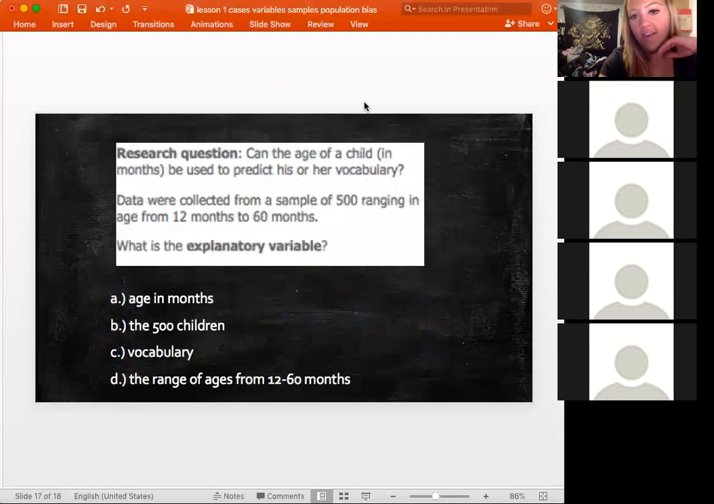Okay, one more, yay. So research question: can the age of a child in months be used to predict his or her vocabulary? So that's what we're trying to figure out. So data were collected from a sample of 500, ranging in age from 12 months to 60 months.